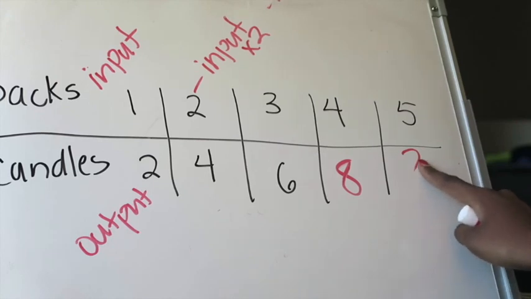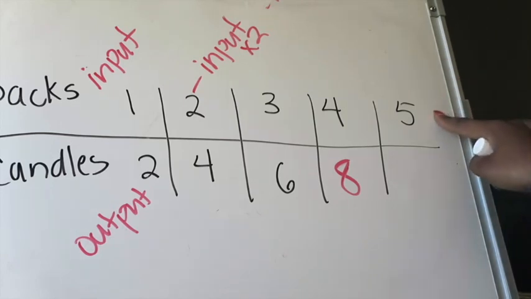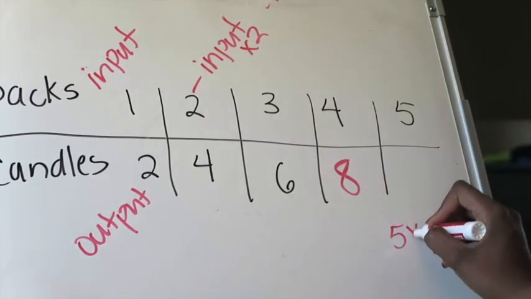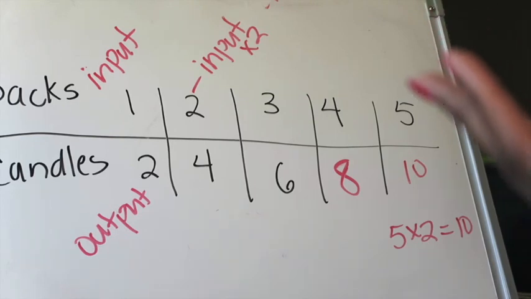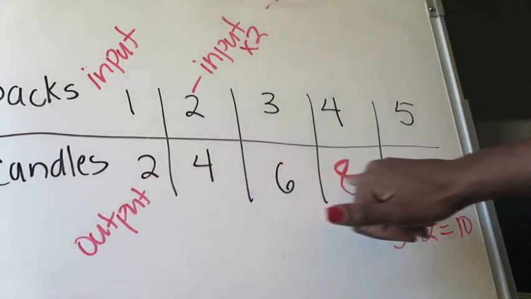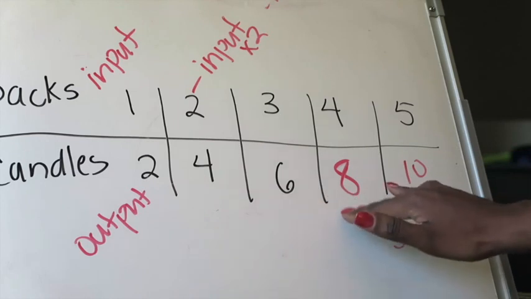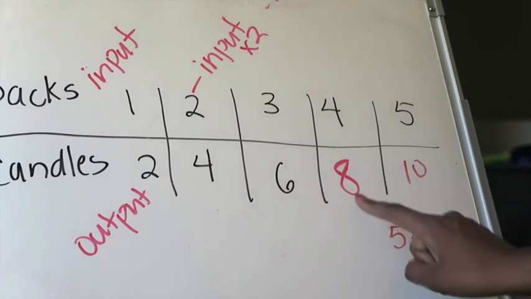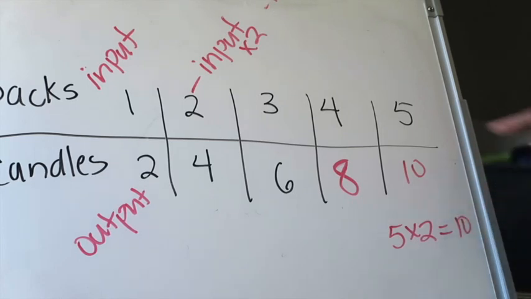So that makes it easy for us to figure out what our output would be if our input is 5. If my input is 5 and I take 5 and I multiply that by 2, I'm going to get 10. So if my input is 5, my output is going to be 10 based on the pattern that I recognized in my function table. Now, if I just chose to look at it going across, it would have been the same thing. My pattern when I just looked at my sequence was I was adding 2 to the previous output. If I took 8 and I added 2, I would get 10. So it still works out.